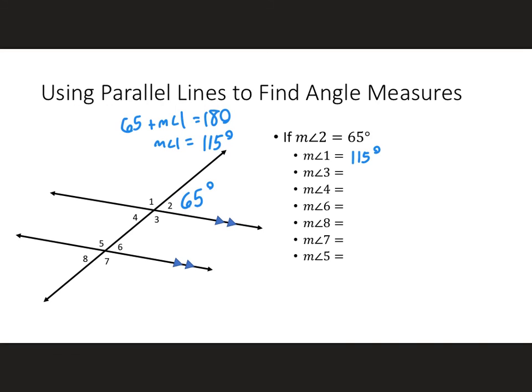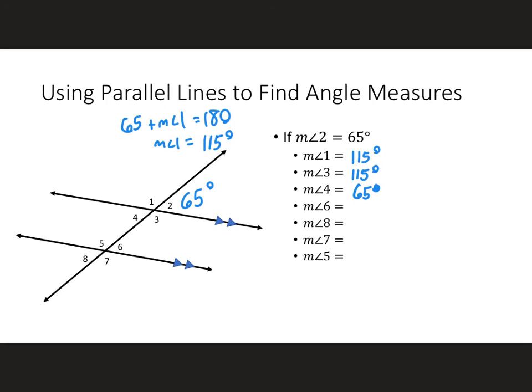Okay, the measure of angle 3, that's also a linear pair. I don't have to do the math again. I know that is also going to be 115 degrees because it's a linear pair with angle 2. Measure of angle 4 is going to be 65 degrees. That's a vertical angle with angle 2. So they're both going to be congruent to each other and have the same measurement.